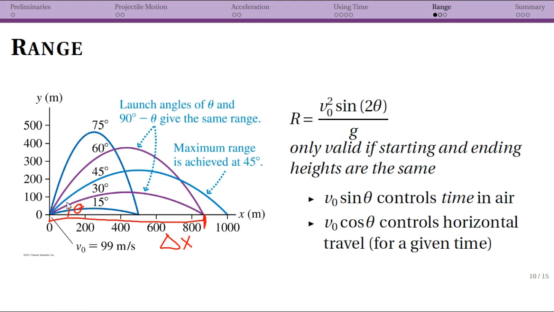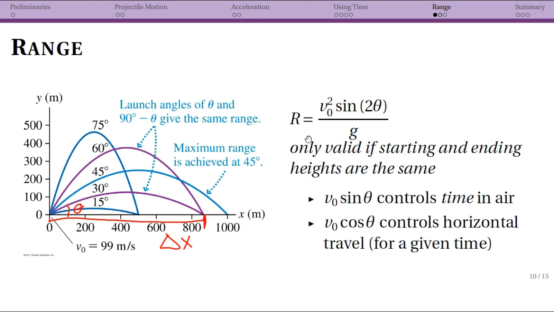So 45 degrees is the special one where that gets you as far as possible for a given launch speed, as long as, again, your initial height and your final height are the same. If your initial height and your final height are different, then the greatest distance will be for a different angle. That calculation is a little bit harder to do, though it is possible based on the math that you know.